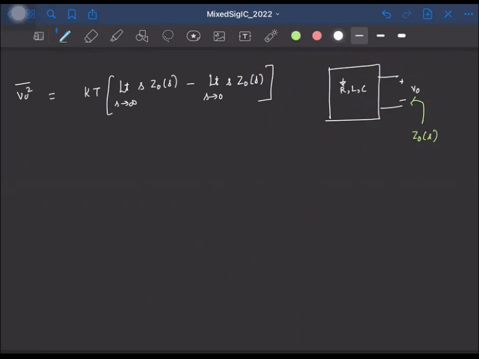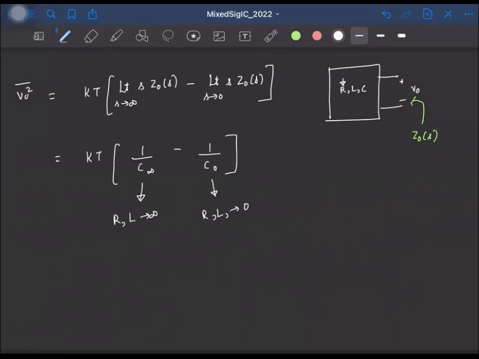Okay, this can in turn be simplified like this. It is KT times (1/C∞ minus 1/C0), where C∞ is the capacitance looking into that port when you make all the resistors and the inductors infinite and open circuit them. Similarly, C0 is the capacitance looking into the port when you make sure that all the resistors and the inductors are short circuit. So here they tend to infinity, here they tend to 0.